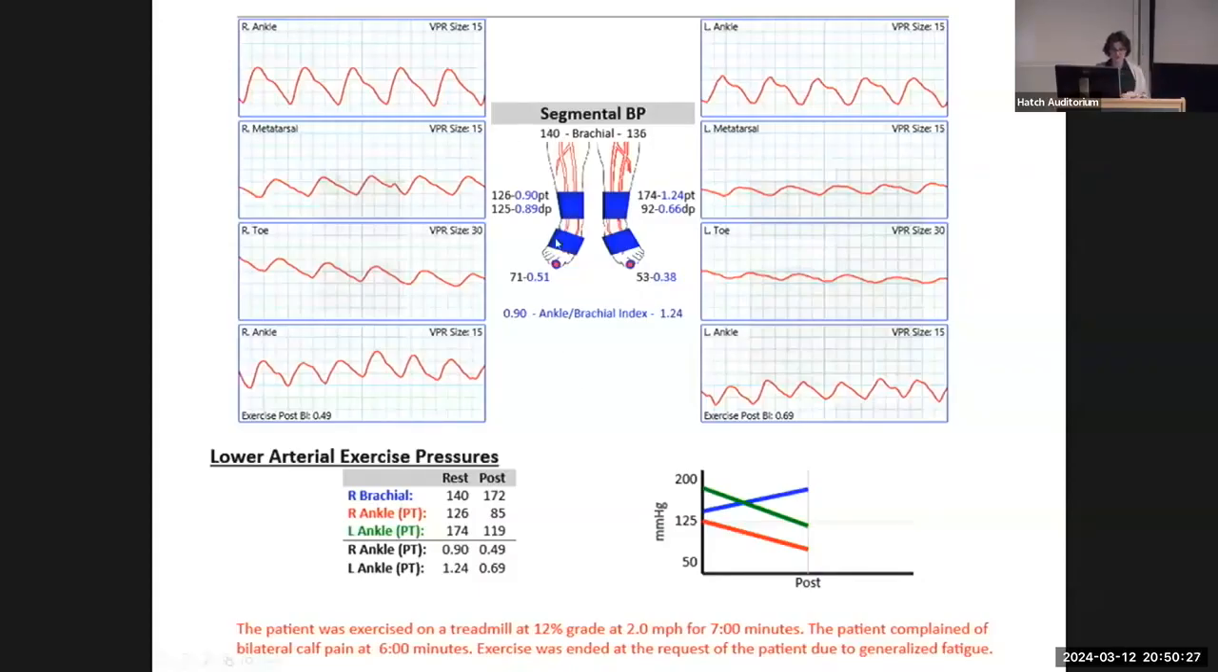This patient was complaining of claudication, so they were exercised on a treadmill, and with exercise, the ankle pressures dropped. So on the right side, we went from 126 to 85 and 174 to 119, demonstrating that this patient has significant disease, limiting their ability to ambulate.